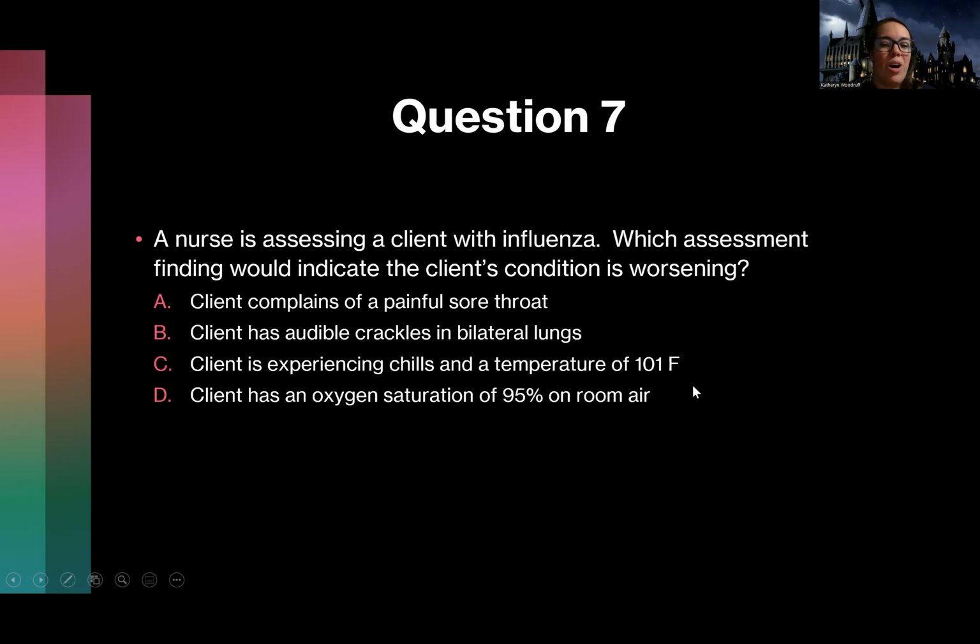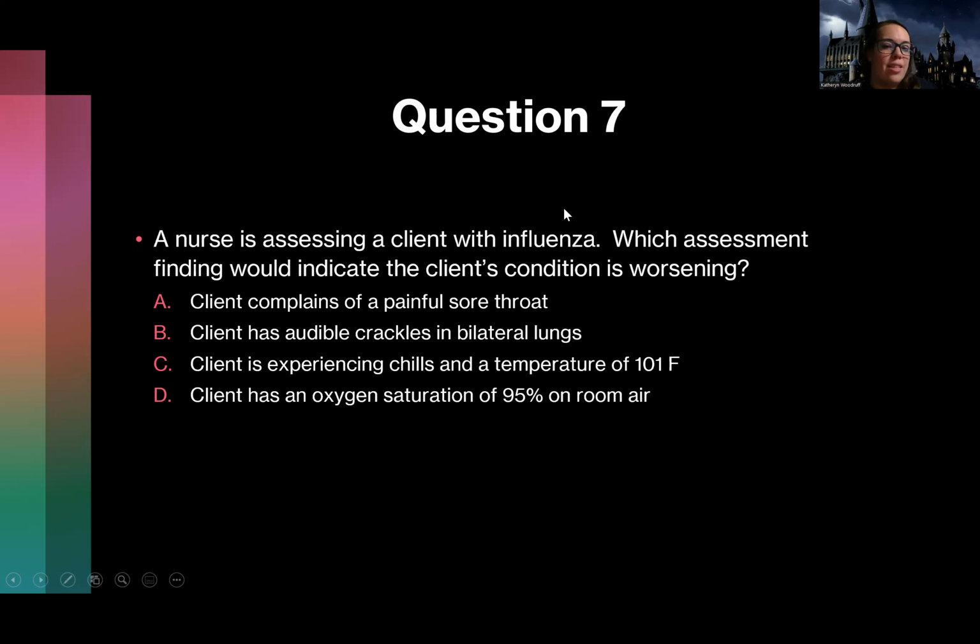Chills and a temperature of 101. Well, I don't like that because that sounds like they got a fever, but are they expected to have high fevers in influenza? And I think they are. So that sounds like something I could expect. Then D, client has an oxygen saturation of 95 on room air. Well, that's normal. So you can see here A and C are both signs that are kind of expected with influenza. They sound kind of scary, but you always have to know what's expected for a condition versus what's a sign of a problem. And D is just thrown in there to see if you know what a normal oxygen saturation is. So they have a normal oxygen saturation, no issues there. So that only leaves me with B, which is my correct answer.